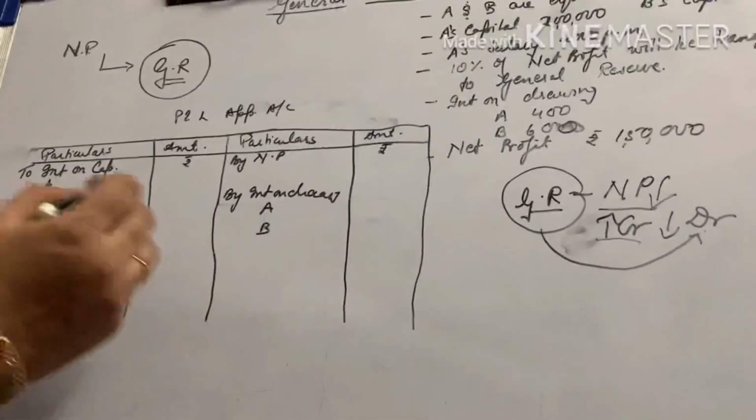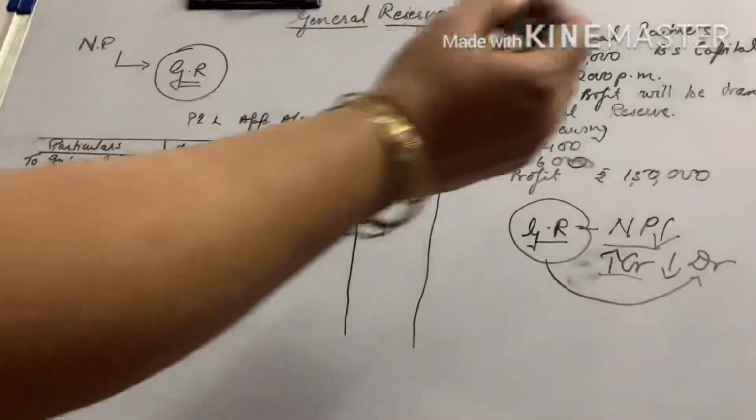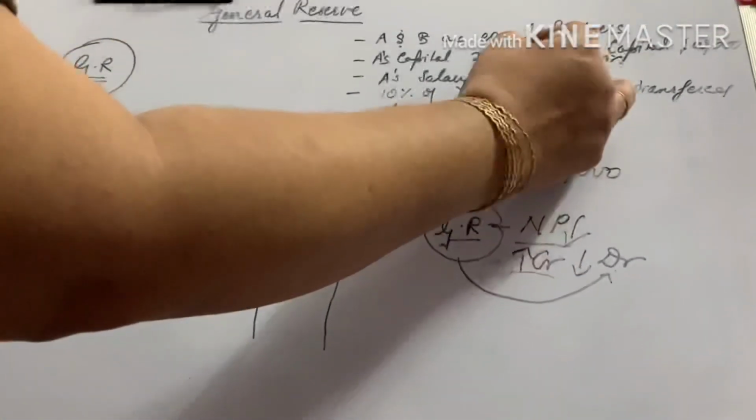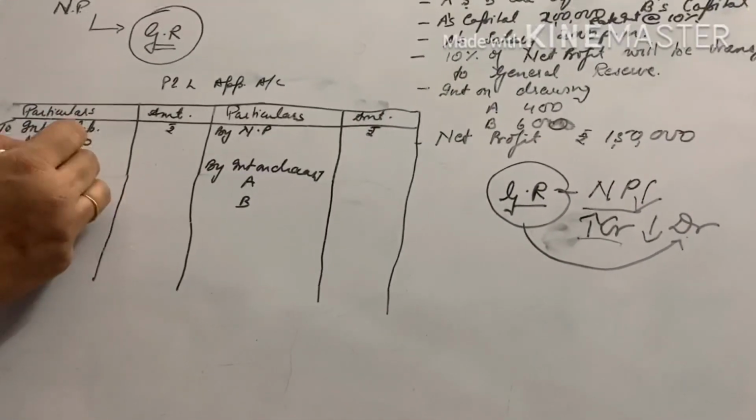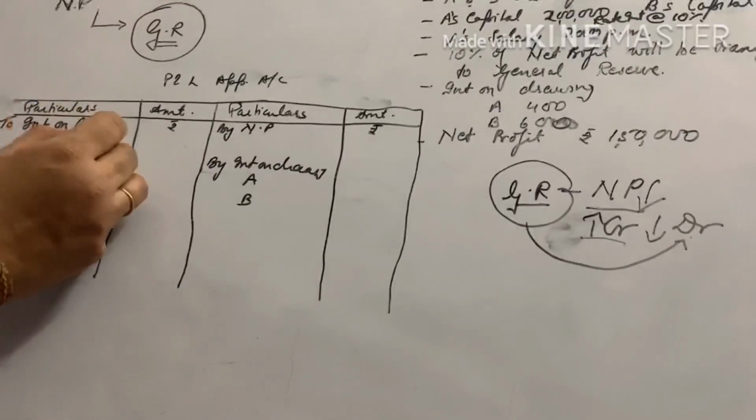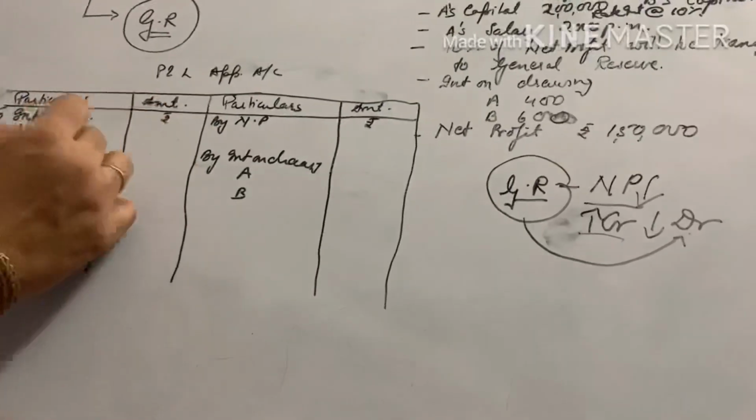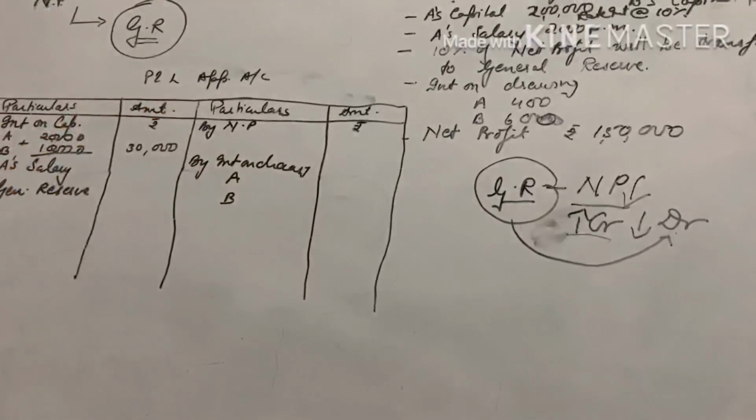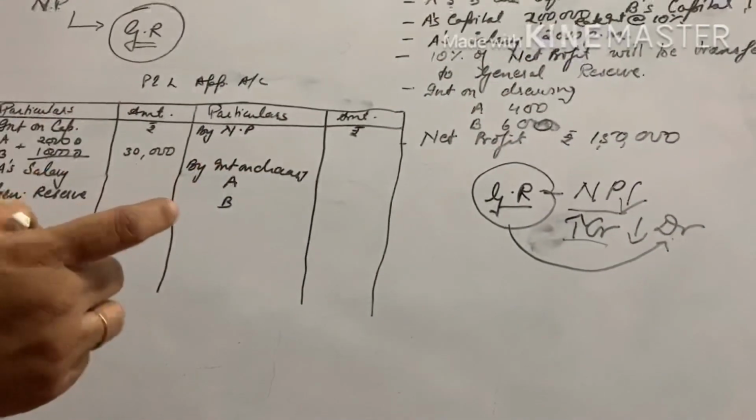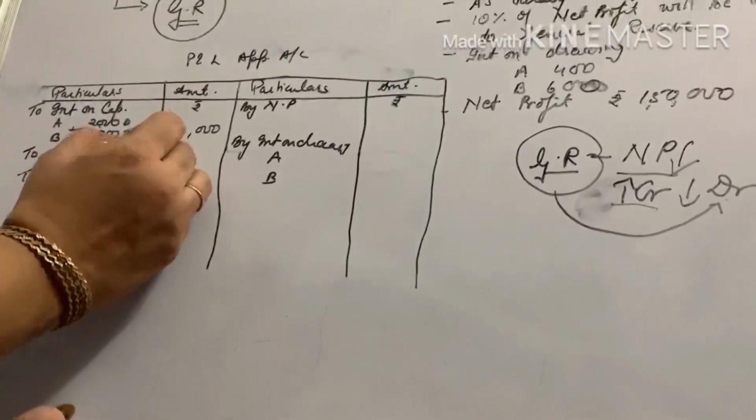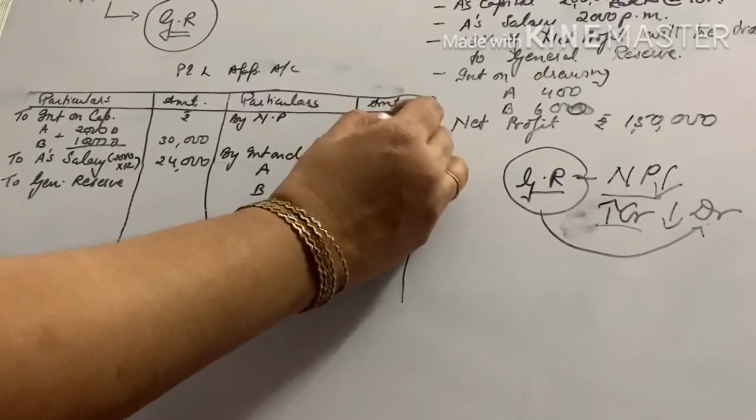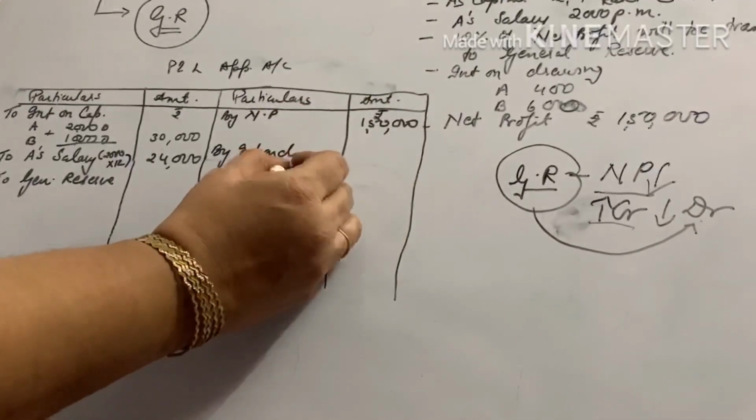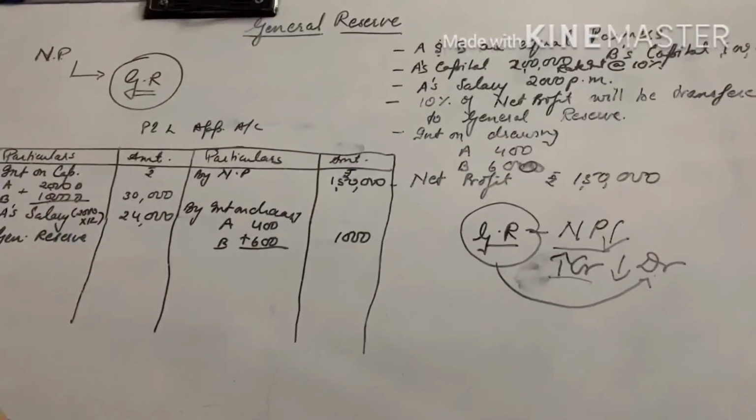Now what will we write here? Interest on capital is 10%. We have not written the rate. For example, the rate of interest is 10%. So what is A's interest on capital? 20,000. B's interest on capital will be 10,000. The total will be 30,000. Salary is 2000 per month, so for the whole year it will be 2000 into 12, which is 24,000. Net profit is given as 1,50,000 in the question. Interest on drawings is also given as 400 and 600. That will be 1,000 interest on drawings for both A and B.